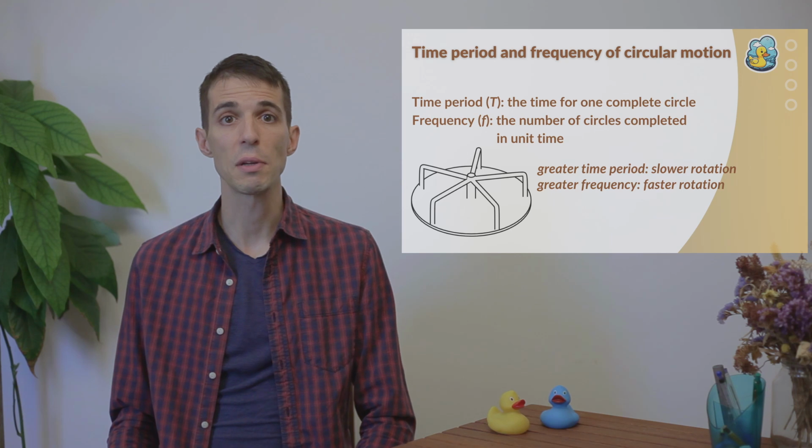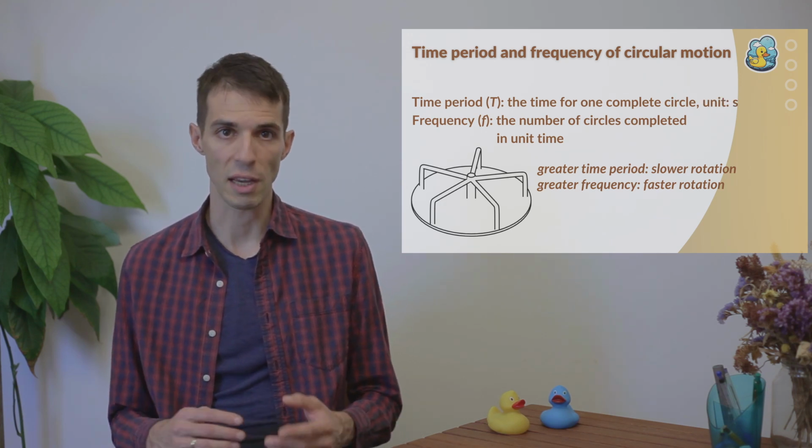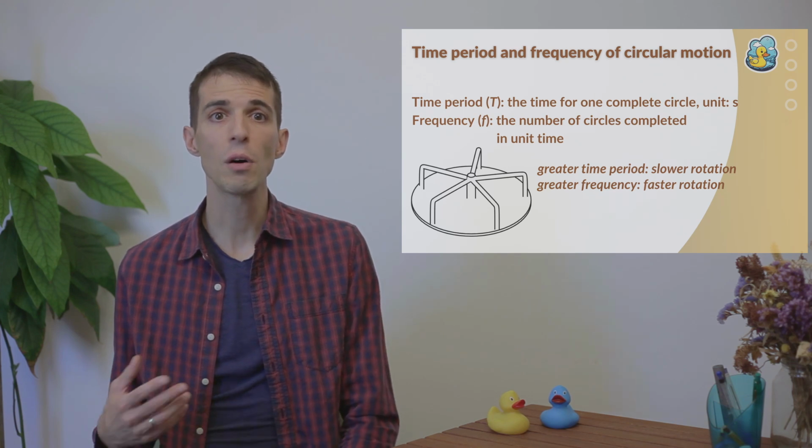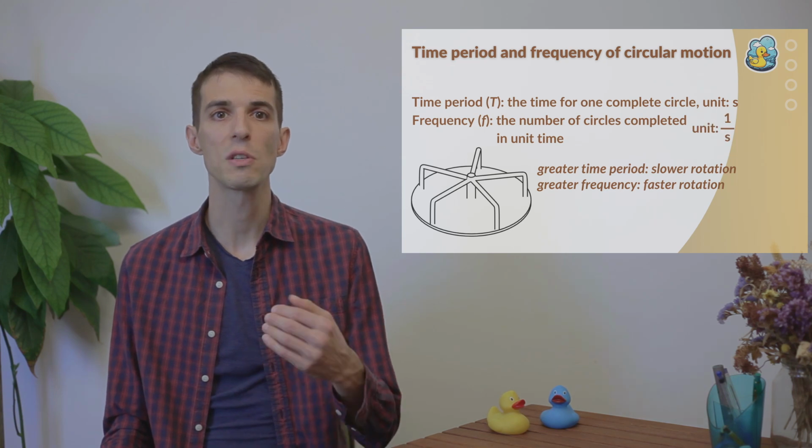So, while the time period tells us how long one full turn takes, so it is measured in seconds, the frequency tells us how many turns happen in 1 second, therefore it is measured in 1/second.